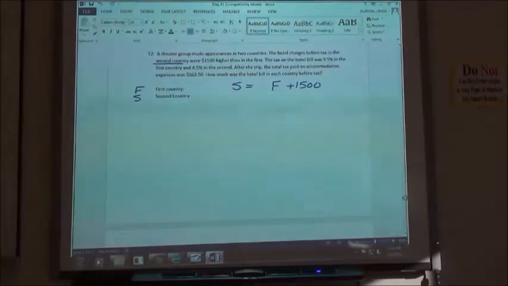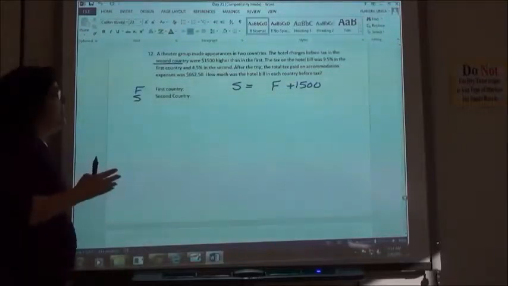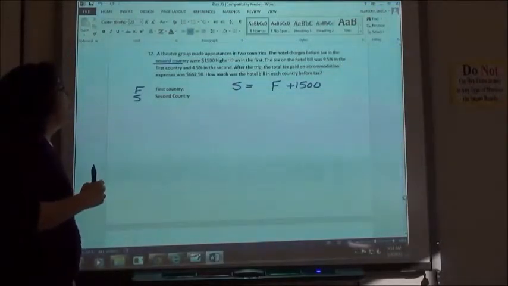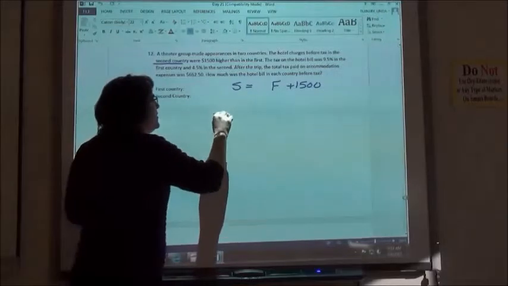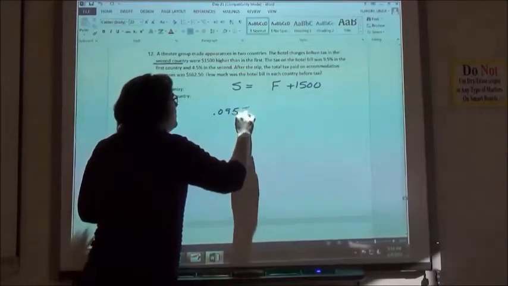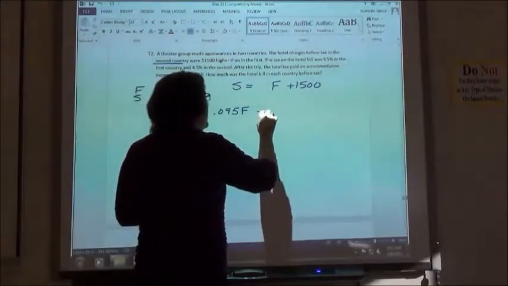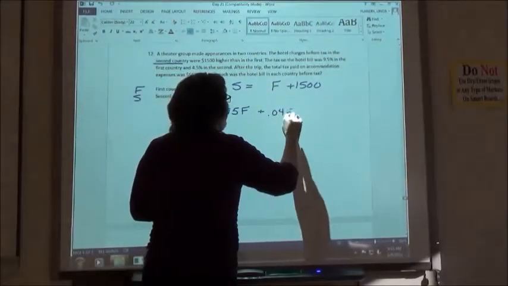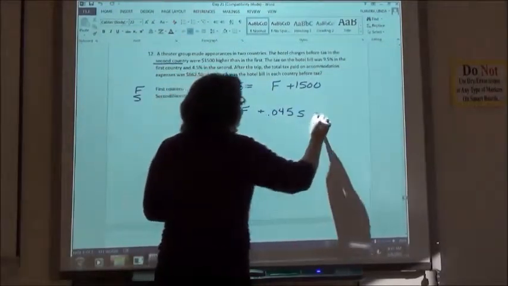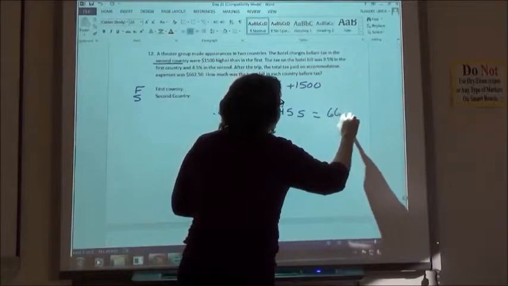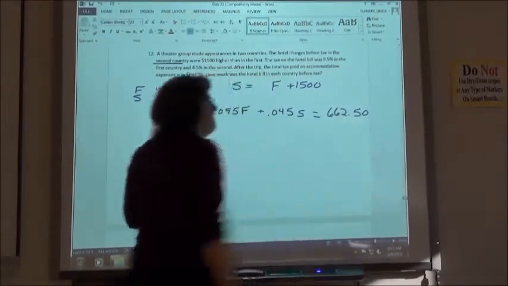Then I have my percentages. The tax on the first was 9.5%, so 0.095 on the first. The tax on the second was 4.5%, so 0.045 on the second. My total tax is $662.50.